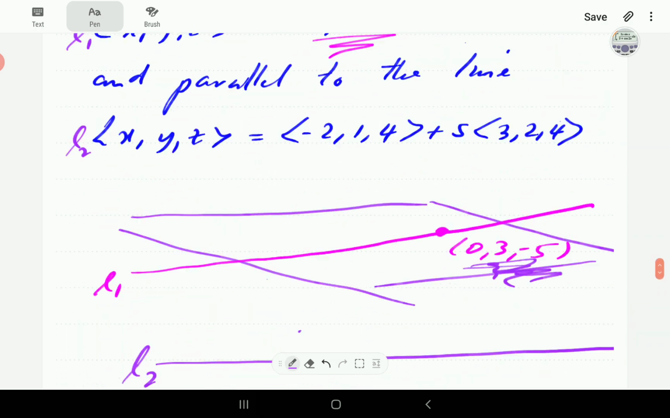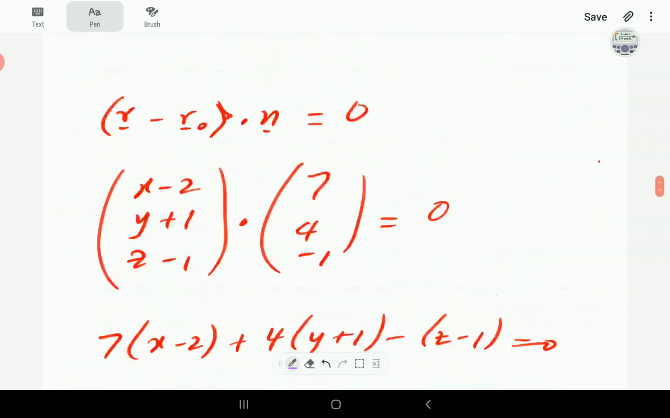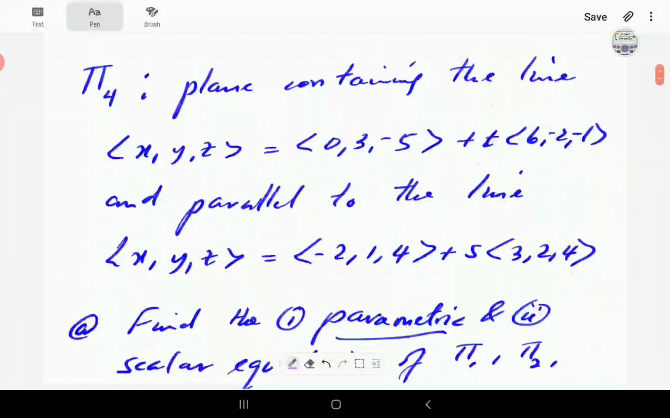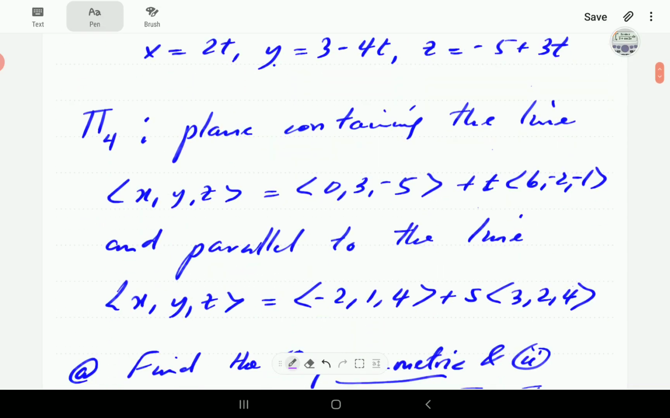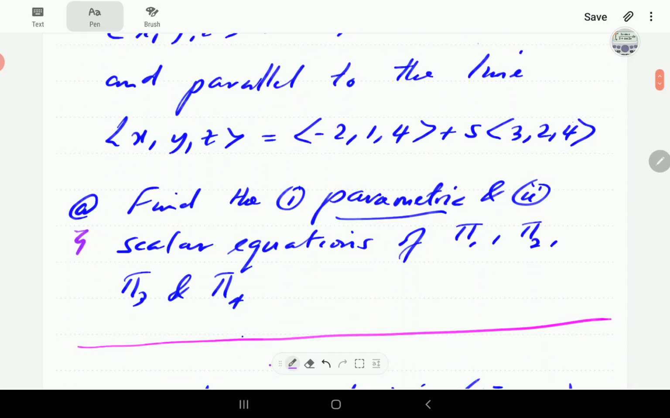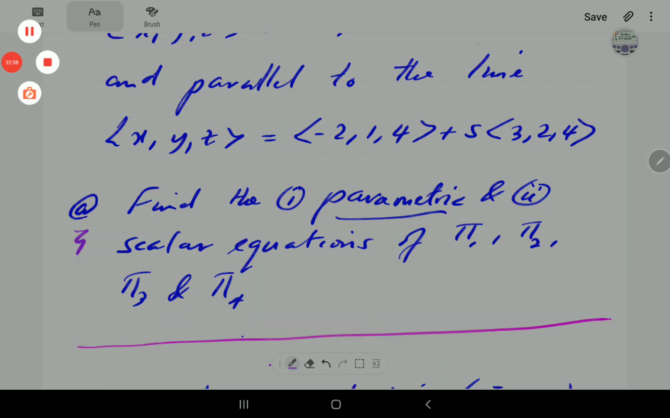There are more questions concerning these four planes. We're going to address them in the next video. This was just part A. So there is part B, there's part C, and there's part D. Alright.